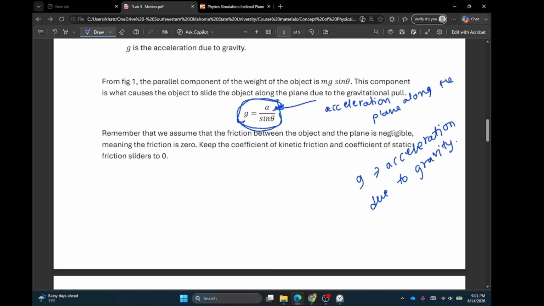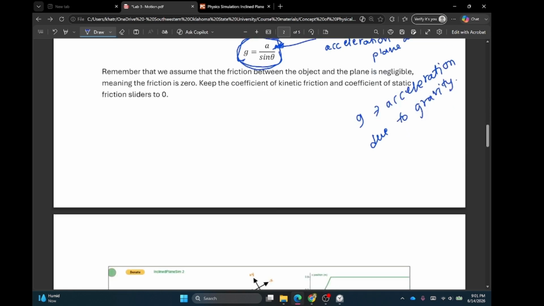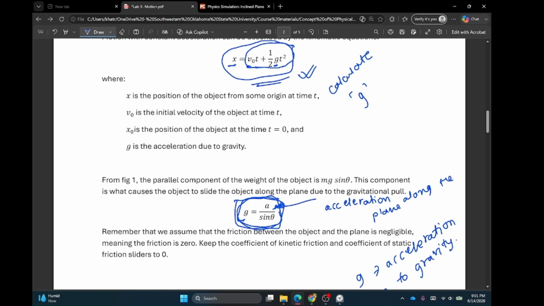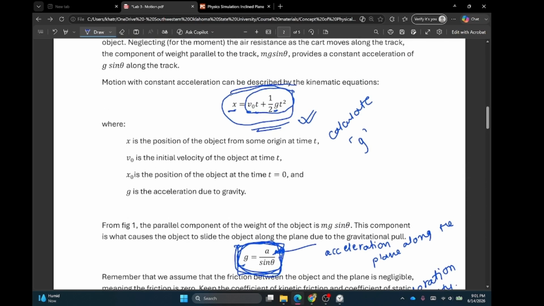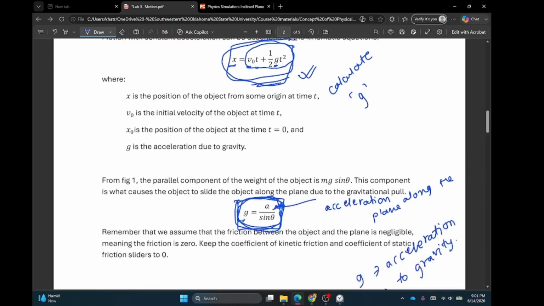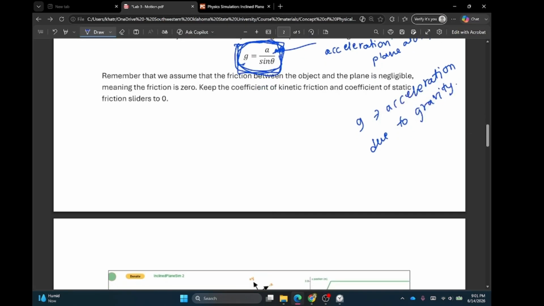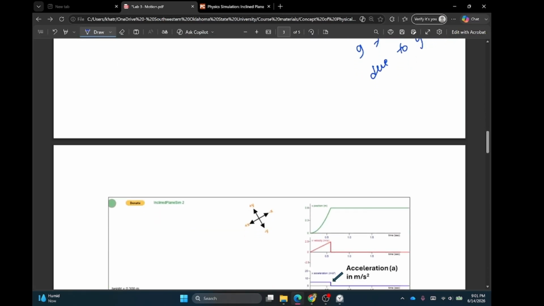And again, remember that we are assuming there's no friction between the surface and the object, and there's no air resistance. So basically we will use these two formulas, established from the diagram and the kinetic equation, to calculate acceleration due to gravity using the motion on an inclined plane, as well as a vertical free fall.